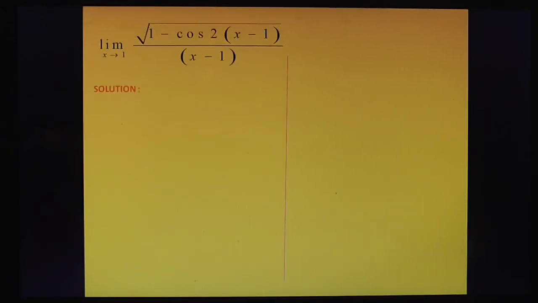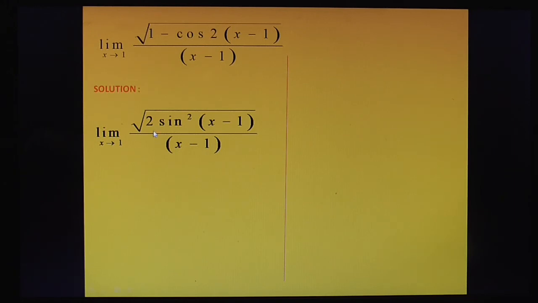First apply the basic formula. What is 1 minus cos 2a? That is 2 sin square a. The basic formula from trigonometry: 1 minus cos 2a can be written as 2 sin square a. Right? Use that formula here.